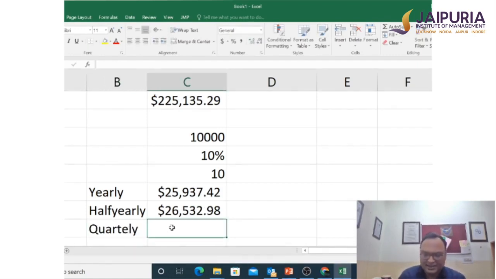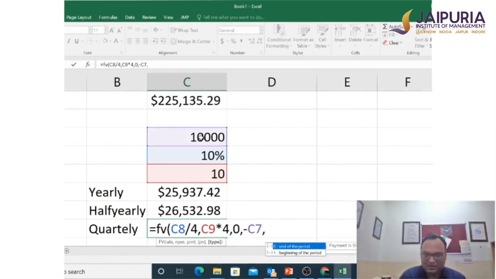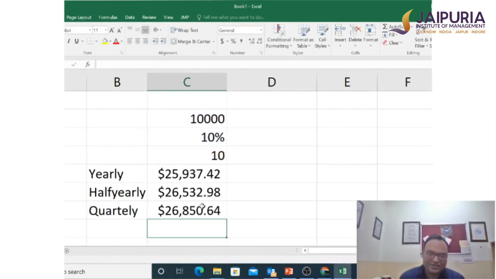how does it work? It is again future value, rate is 10%, but this time 4 times in a year. So I'll divide this by 4, and in 10 years the compounding will happen 4 times, so I'll multiply by 4. PMT still remains 0. Present value is 10,000. Type will remain 0. And look at the impact. This is yearly compounding, this is half yearly compounding, and this is quarterly compounding.